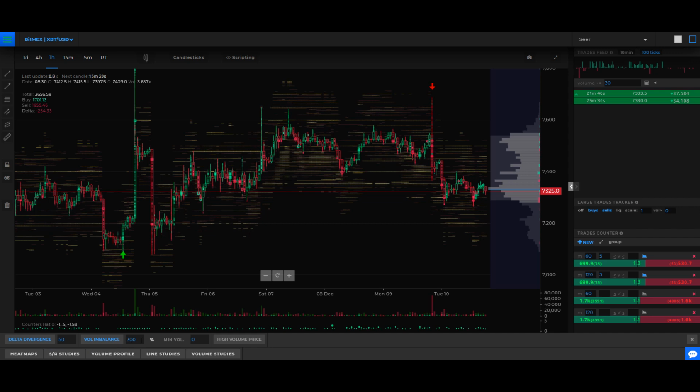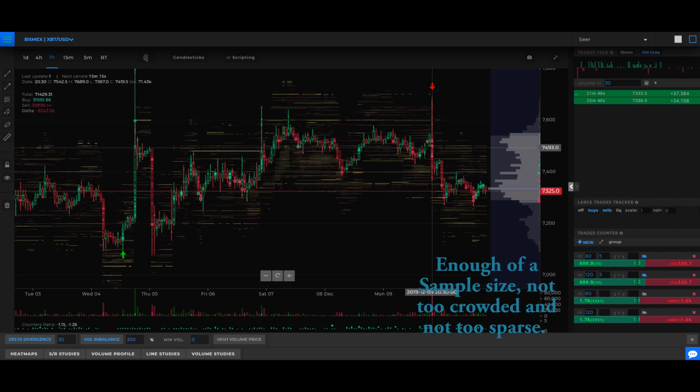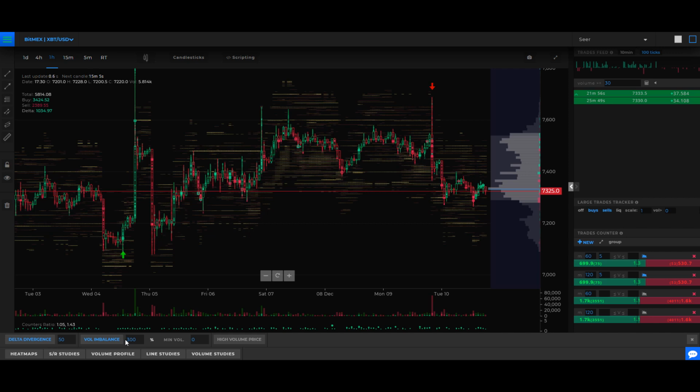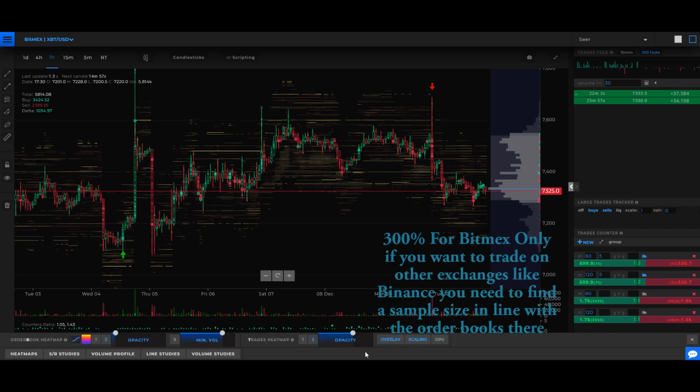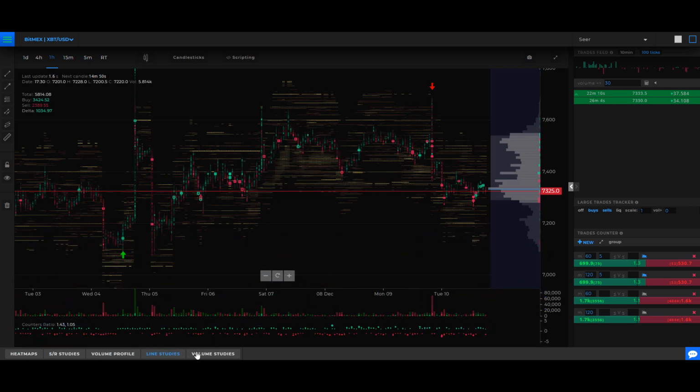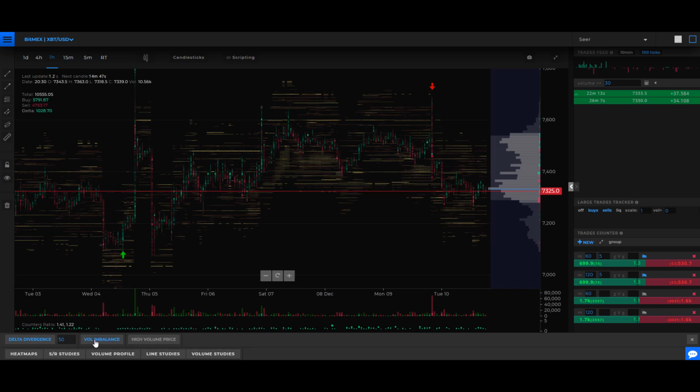Volume imbalance percentage, you will have to play around with it, but basically keep it so that there is enough of a sample size that you can use it. For different time frames, a different percentage of volume imbalance appears to be useful. For the 1 hour time frame, I have found 300% to be pretty decent. And just to view this properly, I'm going to shift the opacity of the trade heat map so that you can actually view the volume imbalance when you switch it on and off.